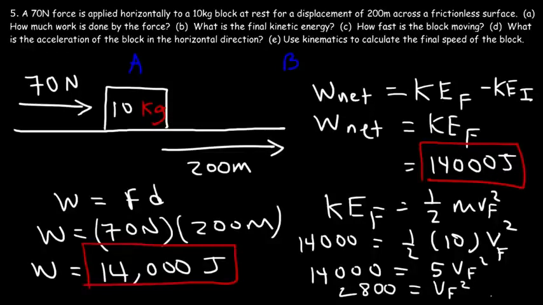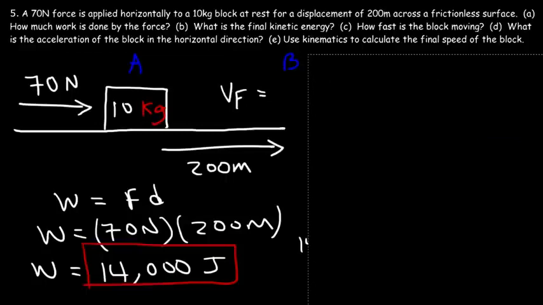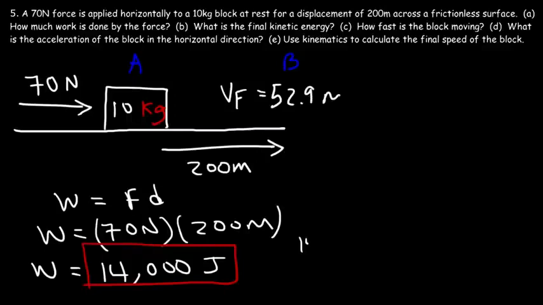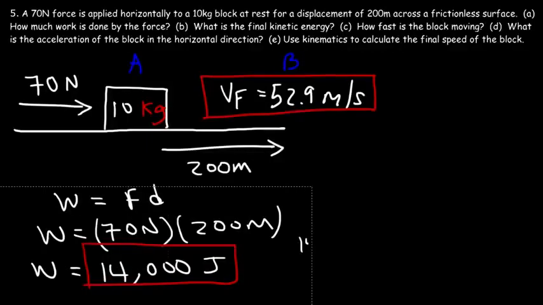So if we take the square root of both sides, this will give us the final speed. So the final speed at point B, rather, which is the square root of 2,800, that's 52.9 meters per second. So that's the answer to part C. Now let's move on to part D.